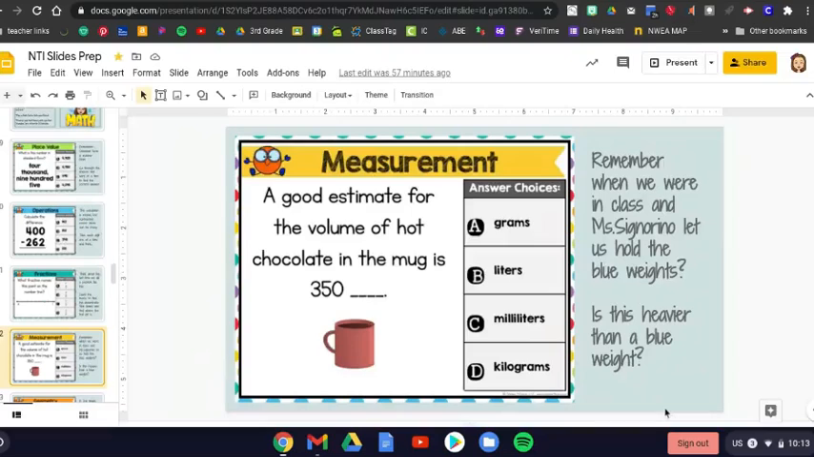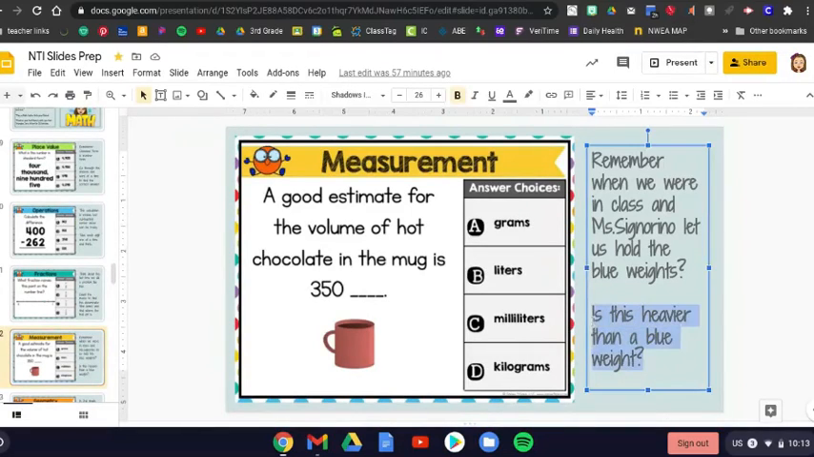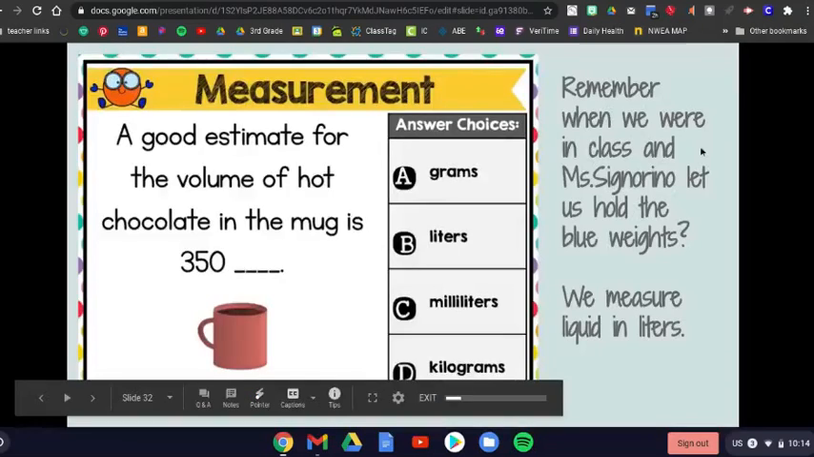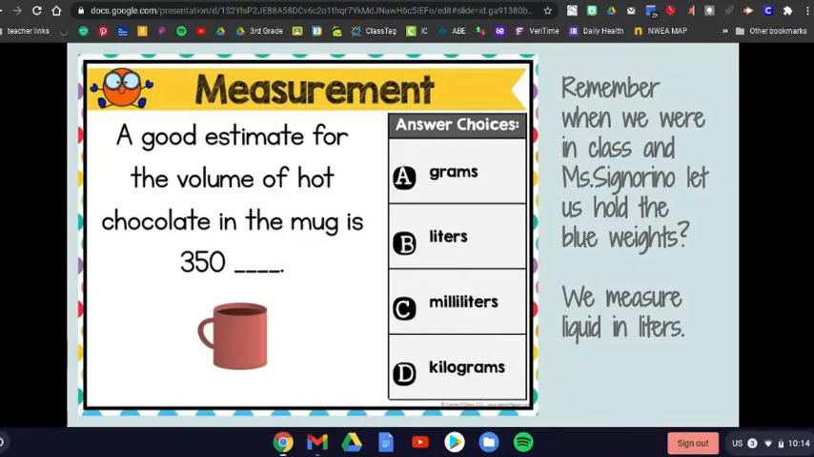So let me go back here. We measure liquid in liters. So by giving you that tip, I know it's going to be B, liters, or C, milliliters. I want you to stop and think about a water bottle. Regular water bottle. On the cup, it says 591 milliliters. You didn't know that, but I'm reading my water bottle. This is half of a liter.